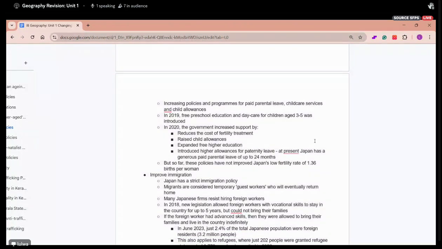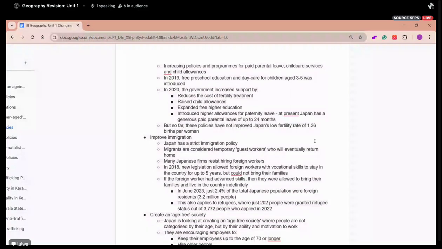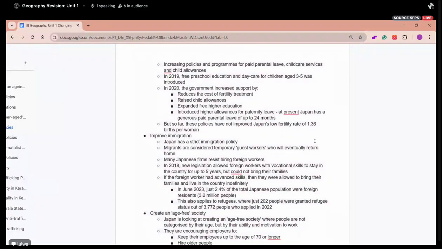Also, Japan has a strict immigration policy. Migrants are considered as temporary guest workers who will eventually return home. So many Japanese firms resist hiring foreign workers. And if the foreign worker had advanced skills, they were allowed to bring their families and live in the country indefinitely.